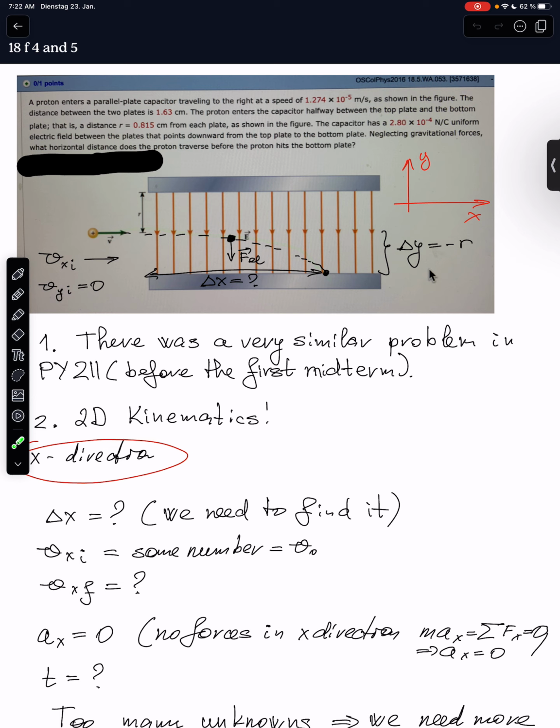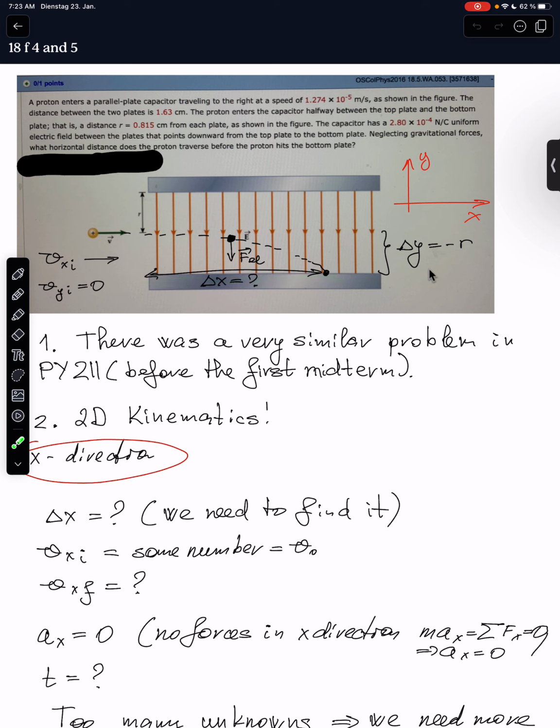Eventually, because there will be an electric force acting on this proton. The proton is positively charged, so the direction of the force will coincide with the direction of the electric field, and the force on the proton will eventually make it hit the lower plate. What we need to find is delta x in this direction.